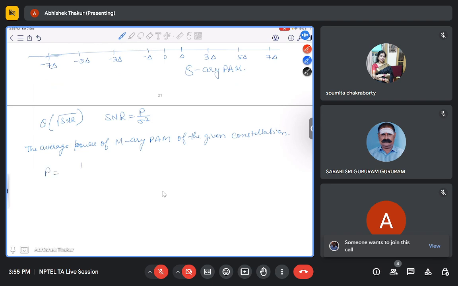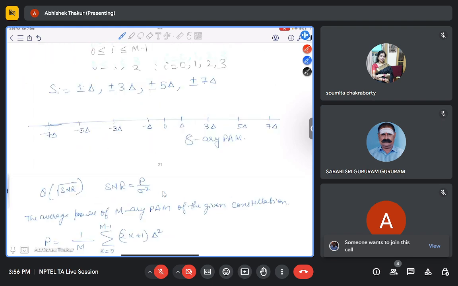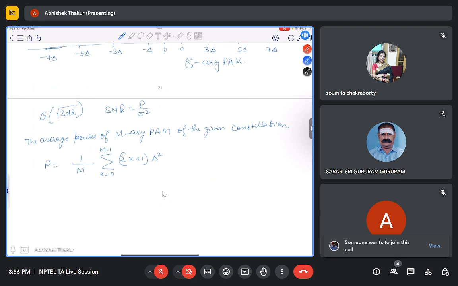So power is equal to, average power means 1 by M summation of k is equal to 0 to M minus 1 of (2k plus 1) delta square. Because each symbol is represented as (2i plus 1) delta, so we have taken k instead of i here, so (2k plus 1) delta square, and we will divide by M. Because let's suppose the total number of symbols is M.